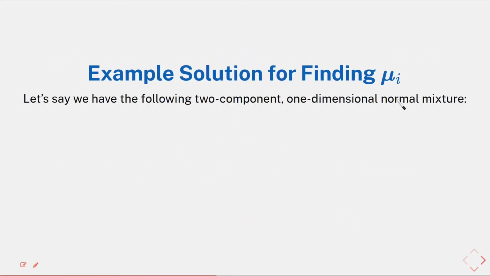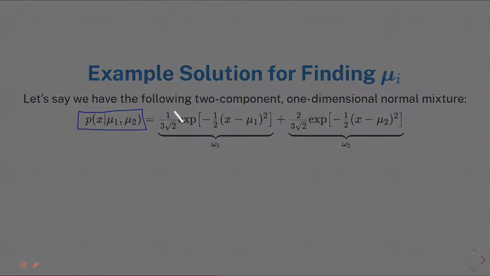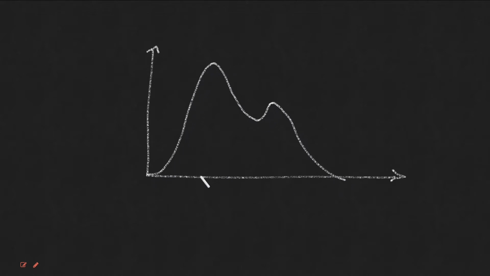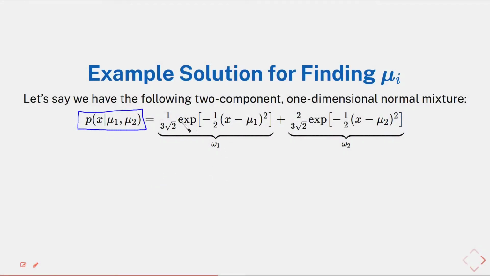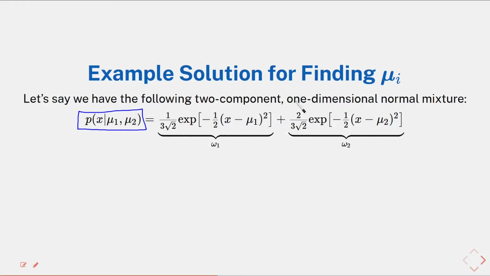So let's say that we have a two-component, one-dimensional normal mixture. Let's say that we know that our density of samples is made up of two classes. If I were to draw this out, it might look something like this. We have two densities here, and these are the samples that we've observed. We're going to assume that this is two components, which means there's two mixtures going into this. And we're going to assume that it's one-dimensional, which just means that we're dealing with a single variable.